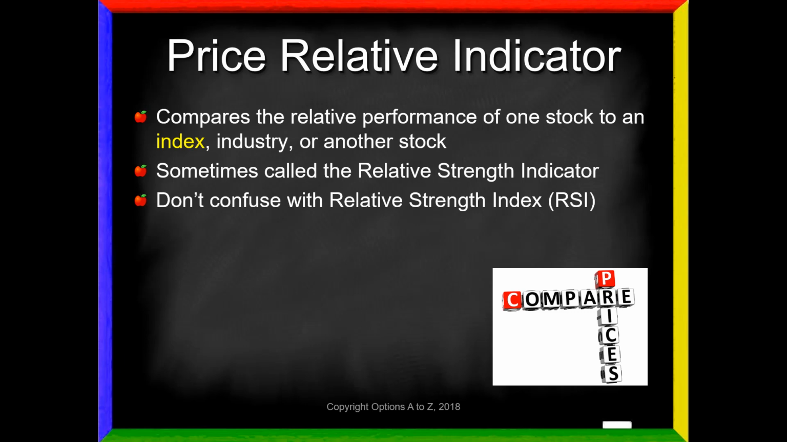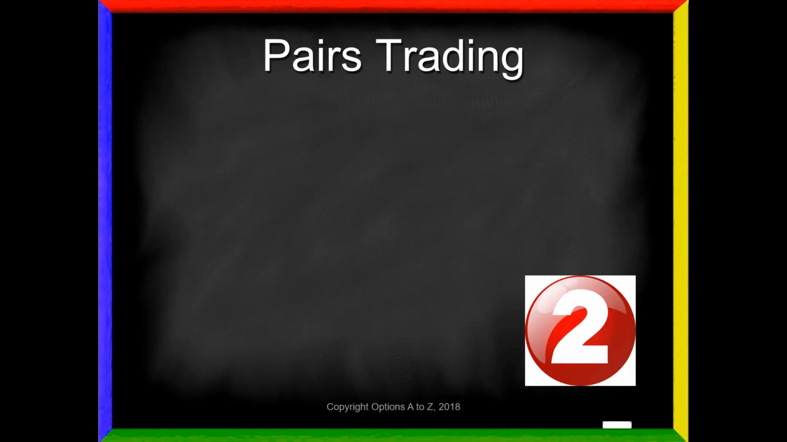The idea behind the price relative indicator is very similar to pairs trading, and many of you may have used this or at least heard about it. Pairs trading is a style of trading where you buy and short two different stocks that are usually in the same industry and highly correlated, which just means that they tend to rise together and also fall together. So for example, maybe you buy Home Depot and short Lowe's. To do this, you would have to do them in equal dollar amounts.